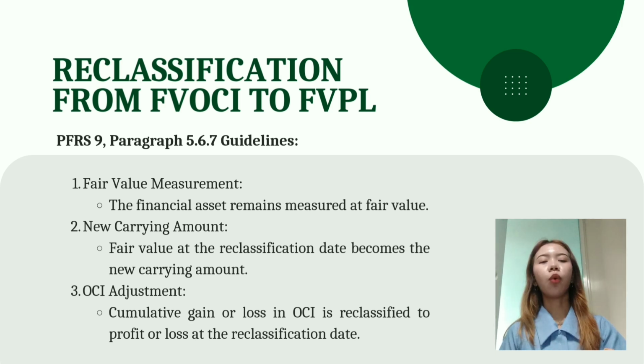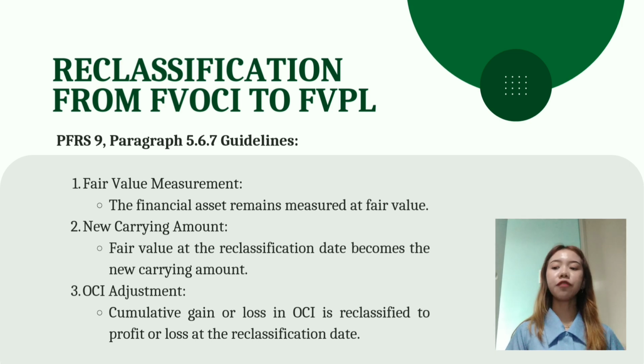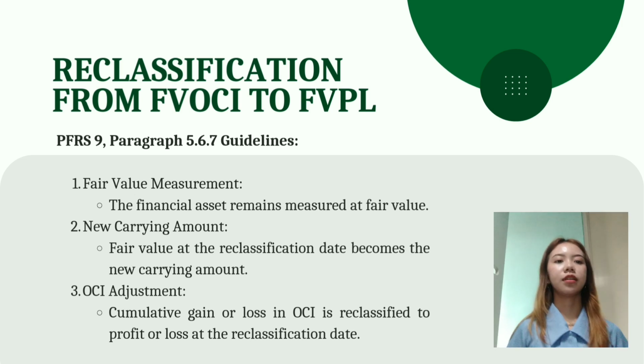So, why are these rules important? The reclassification rules under PFRS 9 serve several purposes. First, for the consistency, they ensure that the financial reporting reflects the entity's business model. Second is the transparency. The disclosures provide stakeholders with clear insights to significant changes. And third is avoiding arbitrary changes. These restrictions prevent entities from manipulating classifications to achieve desired financial outcomes.